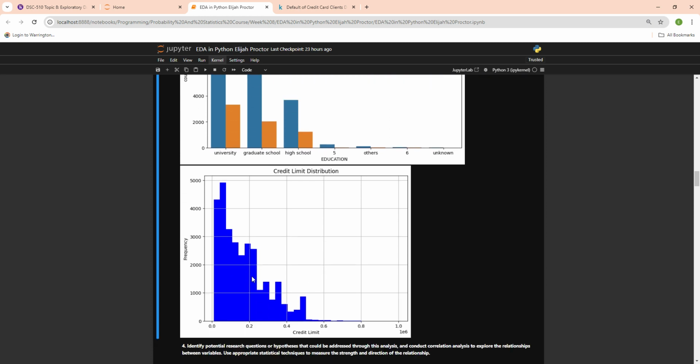Our credit limit distribution, the histogram for credit limit distribution, shows that the majority of customers have credit limits below 200,000, with a sharp decline in frequency as the credit limit increases. Only a small proportion have limits that are over 500,000.